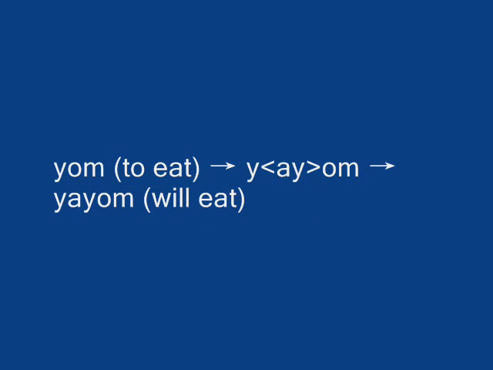But what about for one-syllable verbs? Okay, well, that's not a problem, is it? We just put the tense infix before the vowel. That's all. This is demonstrated in yayom.